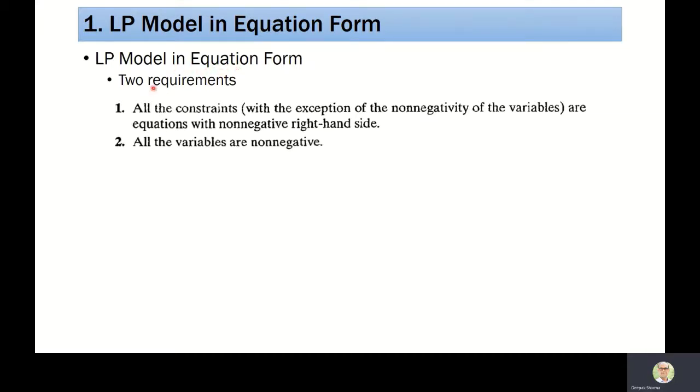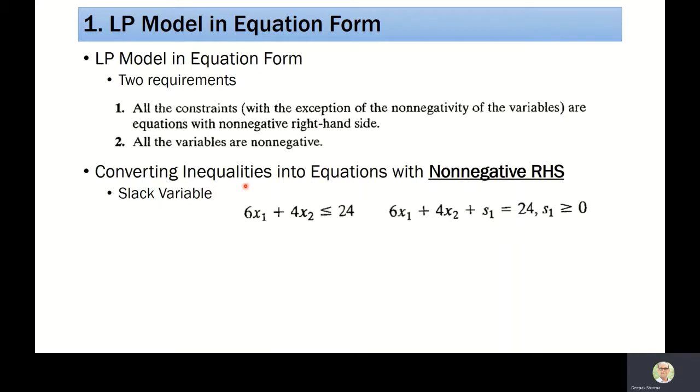When we say equation form, there are 2 requirements. First, without considering the variable non-negativity conditions, take the other constraints, and all these constraints should have a non-negative right hand side. Second, all the variables should be non-negative. Let me take an example. First, we are going to convert the inequalities into the equation form with a non-negative right hand side.